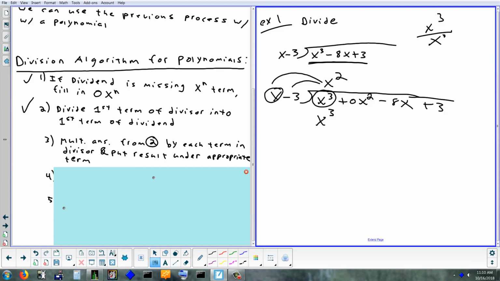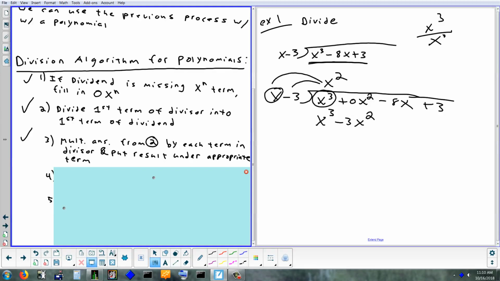X squared times -3 is -3x squared. Make sure you put it in the squared column. And that's step 3. Any questions on that? So we divide, we multiply. What's the next thing you do in long division at this point?